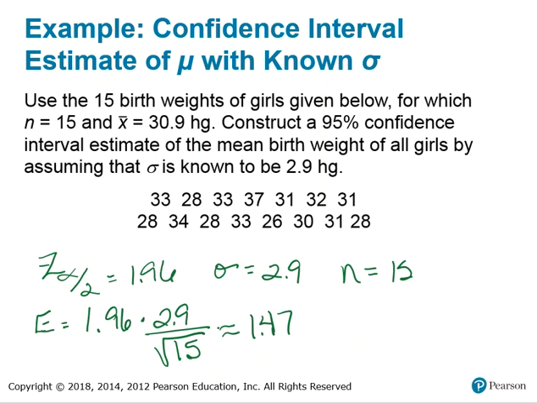1.46 or 1.47 approximately. So now to find our confidence interval, remember we take our mean, which we know to be 30.9, we subtract the 1.47 for the lower limit and we add it for the upper limit. So I'm going to switch colors. So I'm going to go 30.9 minus 1.47 and 30.9 plus 1.47. Now these are rounded values. So this one is going to be approximately 29.4. And this one's going to be approximately 32.4.